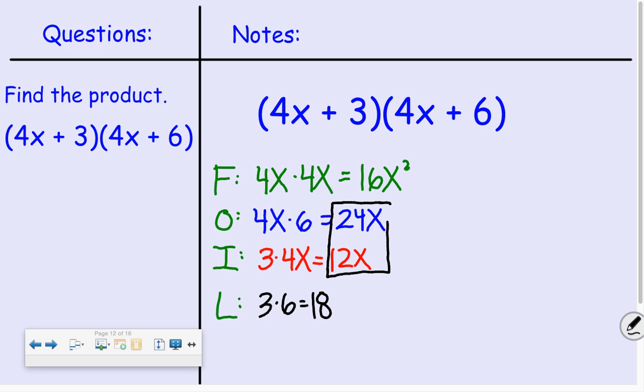24x and 12x make 36x. So then I can write my answer. 16x squared plus 36x plus 18.